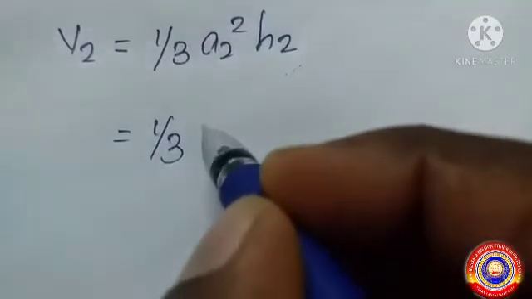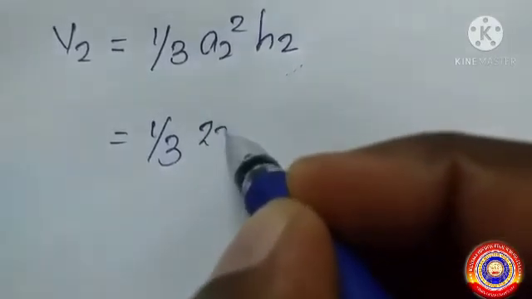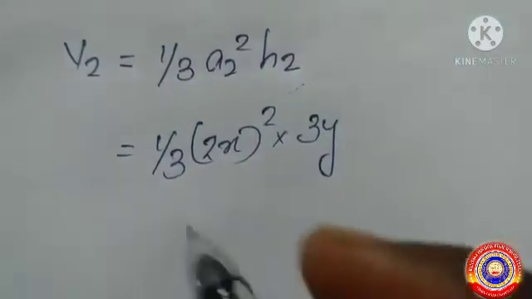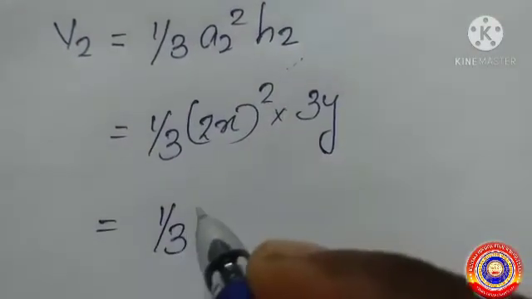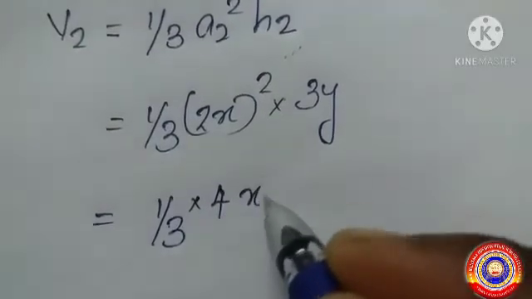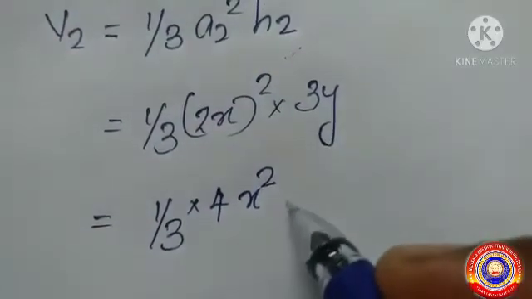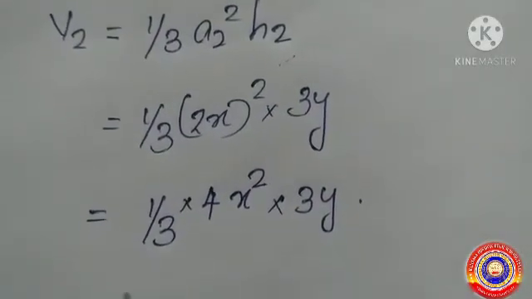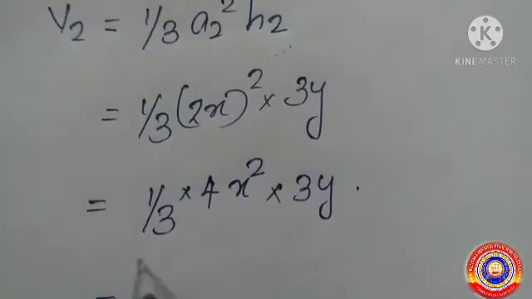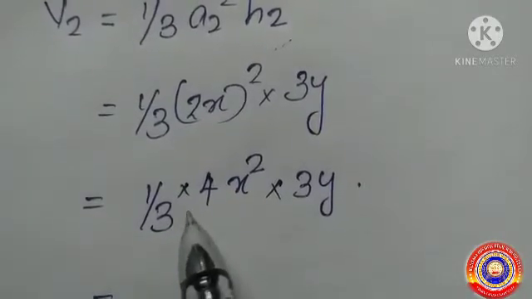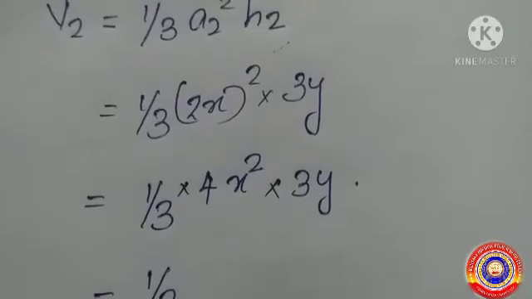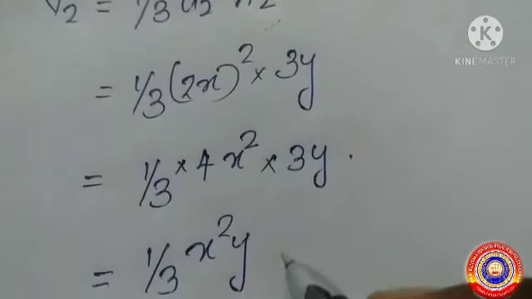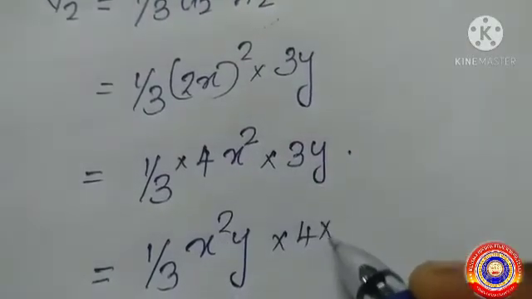We have to find the volume of the second pyramid. Therefore V2 equals 1 by 3 A2 square H2, equals 1 by 3 into A2 is 2x, 2x the whole square into H2, H2 is 3y. It is equal to 1 by 3 into 4x square into 3y. Next we have to arrange this equation as 1 by 3 x square y into 4 into 3.